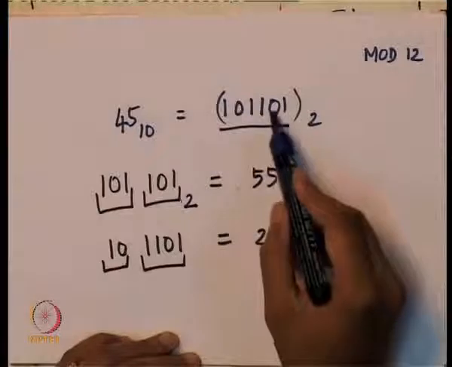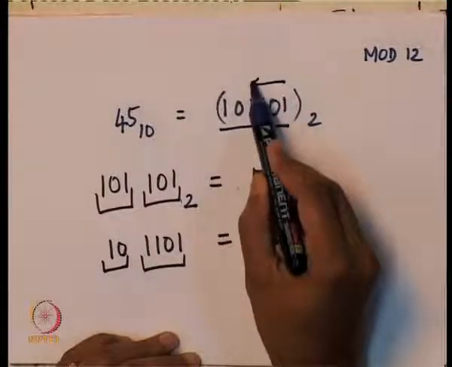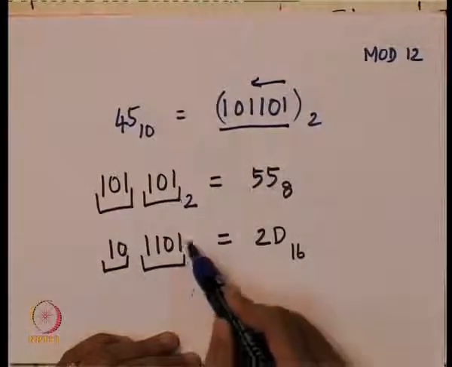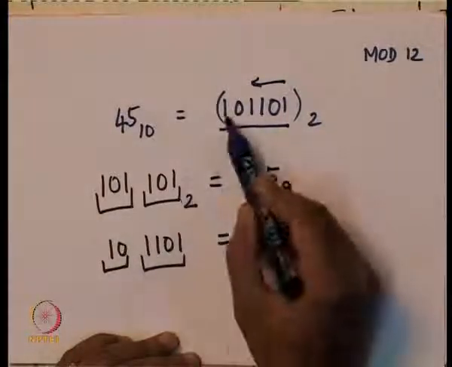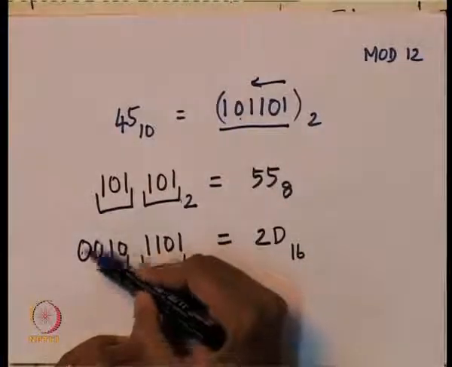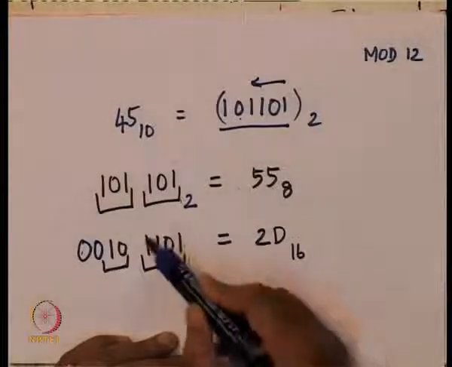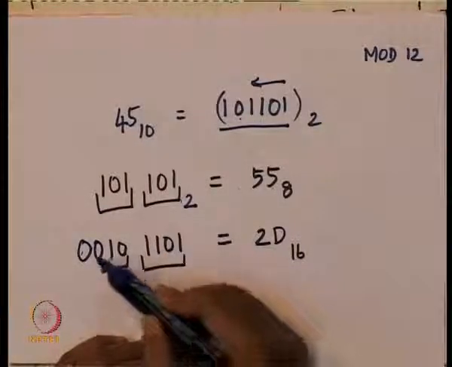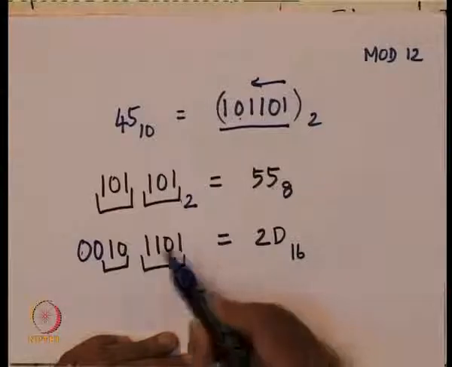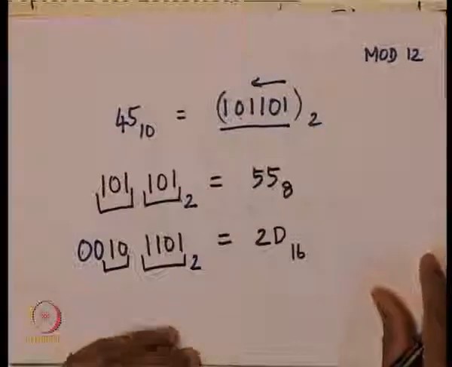If I want to represent the same thing in hexadecimal, I start from the rightmost side and move to the left. I get a grouping of 4, that is 1101, and I have 2 bits here, 1 and 0. I can imagine that that is padded with 0 0. So this one is number 2 and this one is symbol D. So you have 2D base 16. So 101101 base 2 is 2D base 16.